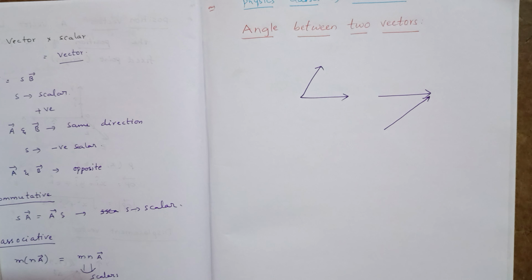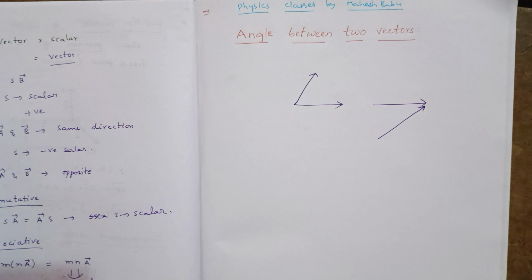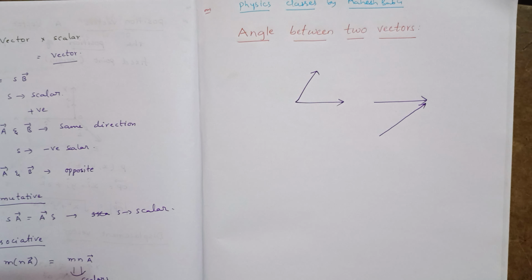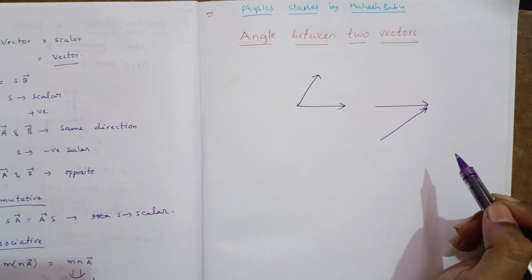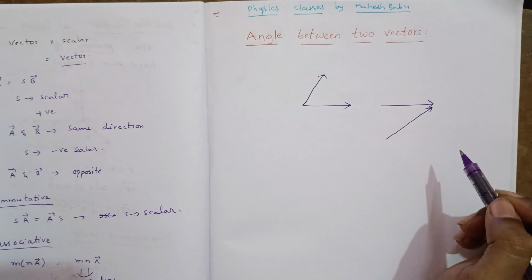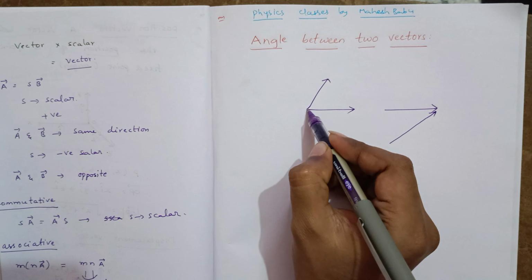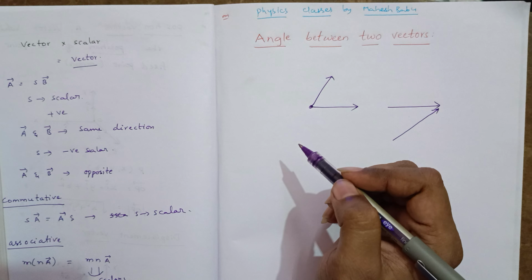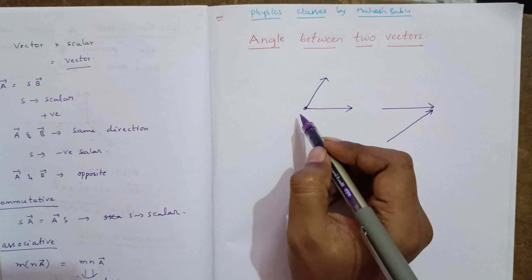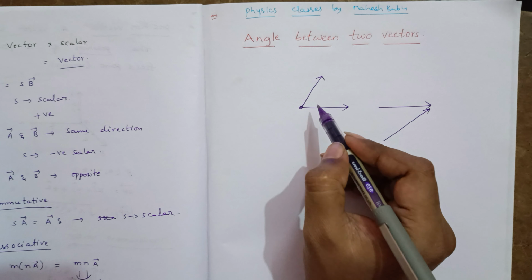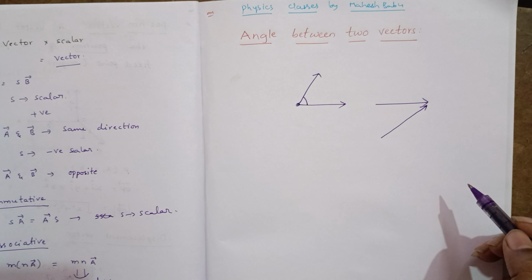Today we'll discuss the next topic in vectors, which is the angle between two vectors. How can we find the angle between two vectors? Suppose two vectors are starting from a point. We can take the angle between the two vectors like this.